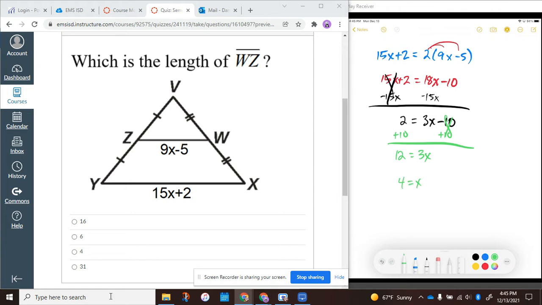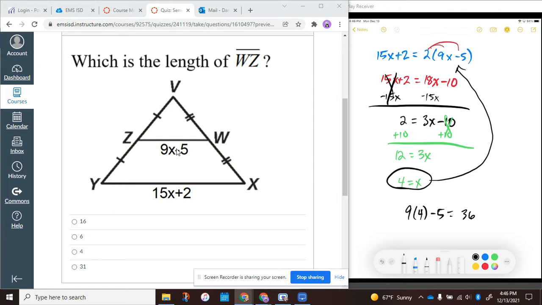Now, you'll notice that one of your answer choices is 4. But here's the thing: you need to make sure you're answering the question that's being asked. It's asking for the length of WZ. The length of WZ is what happens when you take this x equals 4 and plug it back into this 9x minus 5. So 9x minus 5 becomes 9 times 4 minus 5, because that's the length we're looking for.